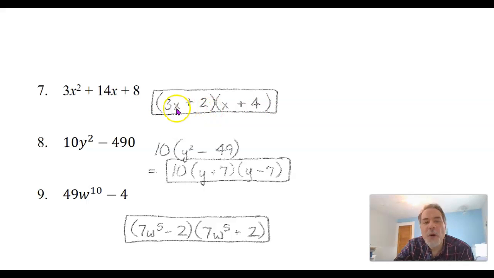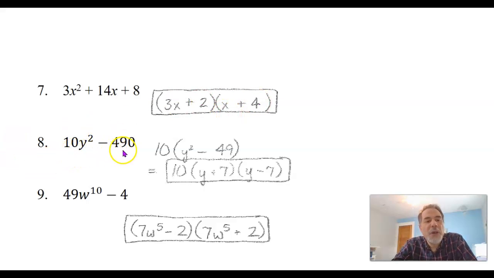So here's the way to get all of that to work out. If you take 3x plus 2 times x plus 4 and FOIL it, first you get 3x times x is 3x squared. Outside you get 12x and inside you get 2x, and those do add up to 14x. And last, the 2 times the 4 would be 8.